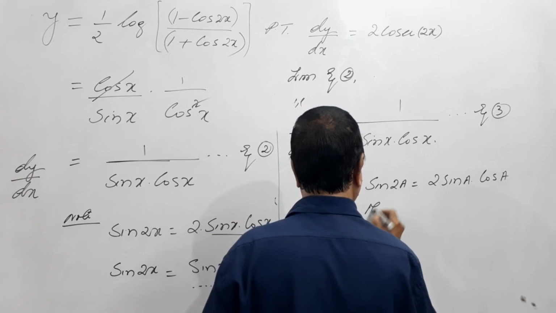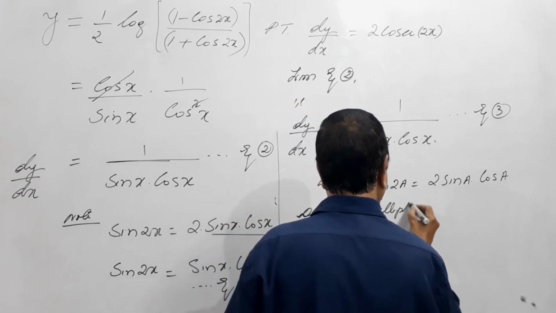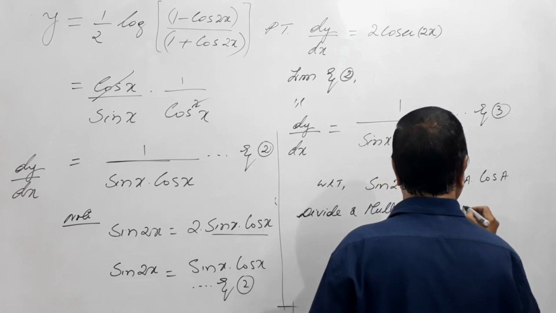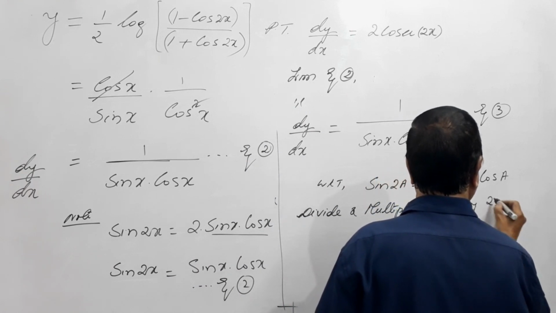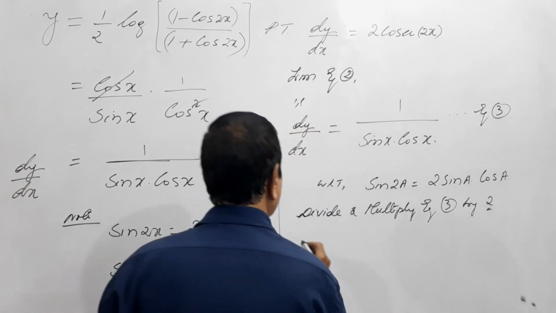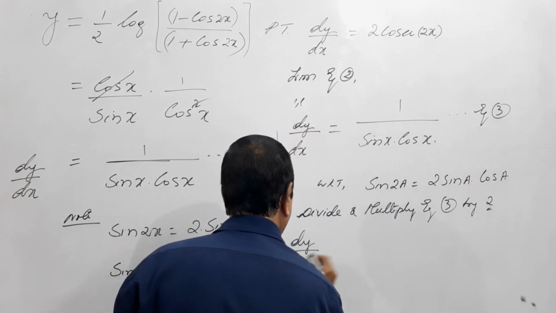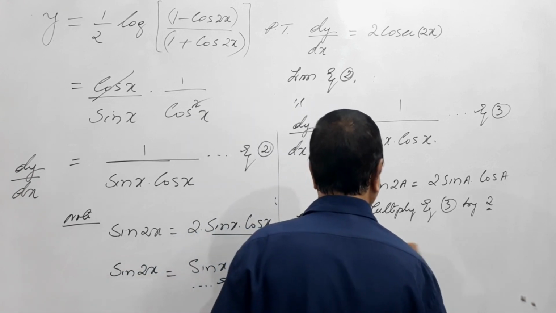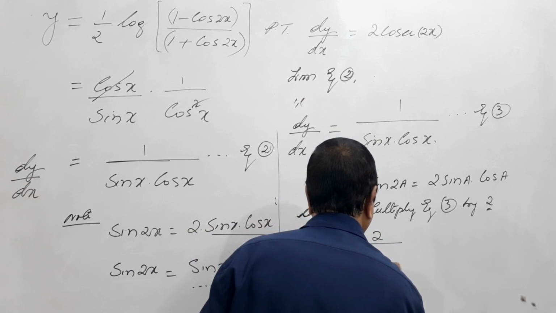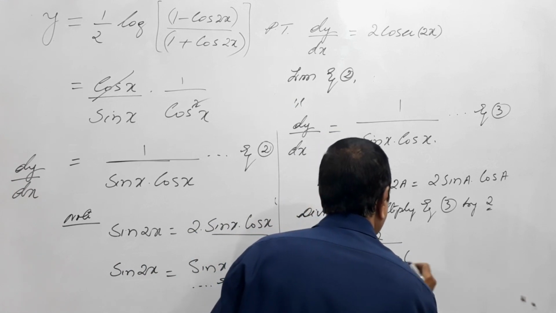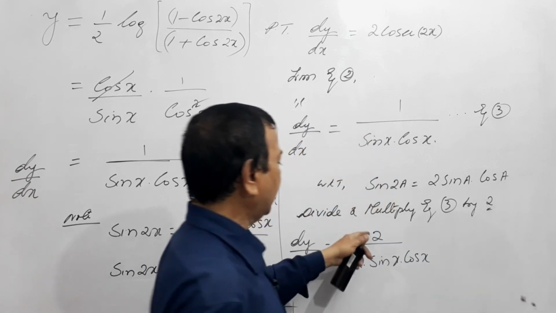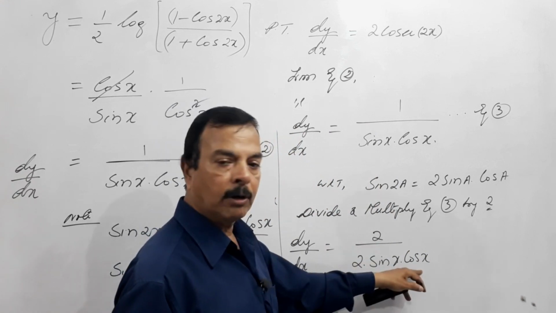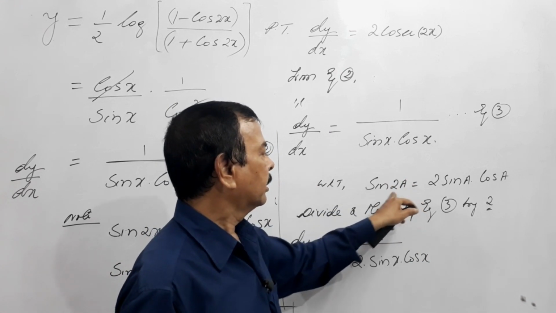We divide and multiply equation 3 by 2. What happens? dy by dx equals 2 by 2 sin x into cos x. So I am dividing and multiplying by 2. What is 2 sin x into cos x? It is nothing but sin 2x.